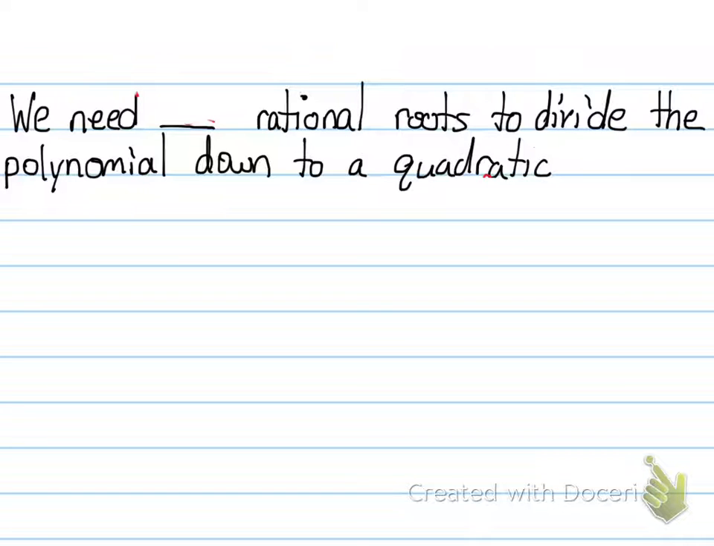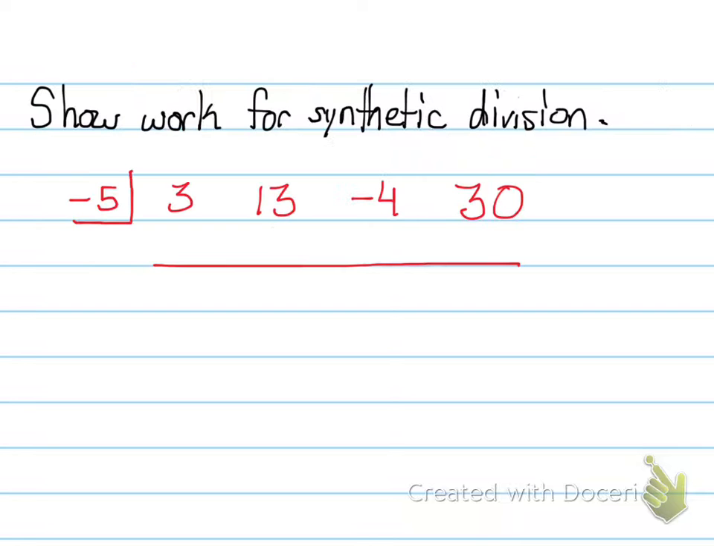Like I said in the previous video, quadratic is when it's x squared. This particular function starts off with x cubed. So in order for me to go down to x squared, I only have to go down one time. So I only need one rational root. All right, now let me do my synthetic division.